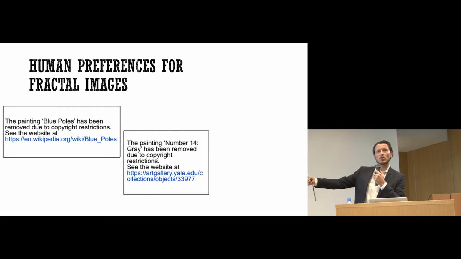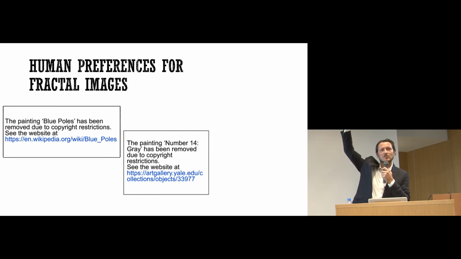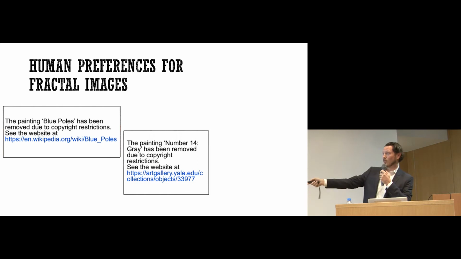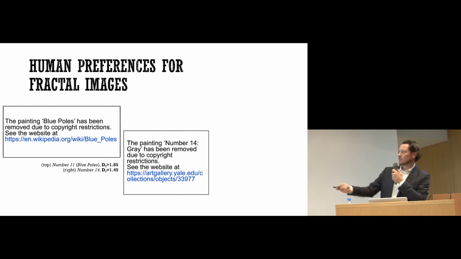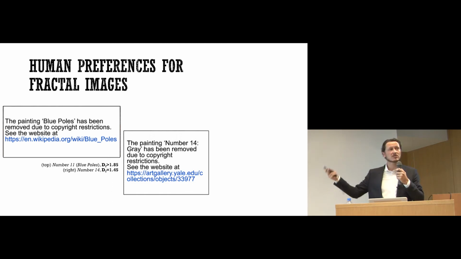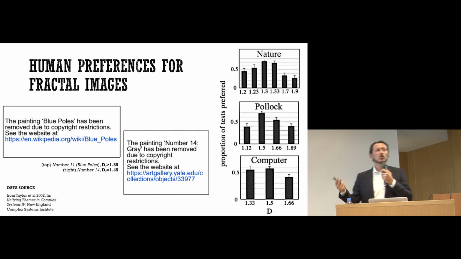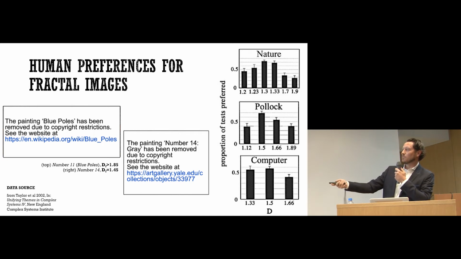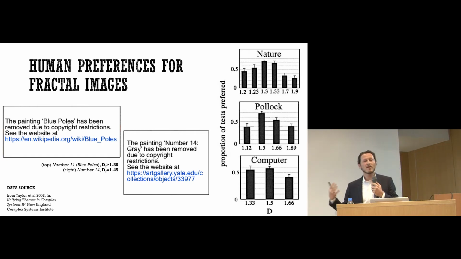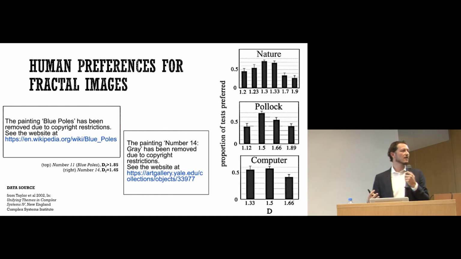Who likes this one, Blue Poles? Can I see your hands? Hands for Blue Poles? Hands for Number 14. One more time, Blue Poles. Okay, so almost nobody likes Blue Poles. The fractal dimension of Blue Poles is 1.85, okay? It's outside of the human range. But Number 14 is right there. And so if you are a human, you probably like Number 14 better than Blue Poles. So we have a preference for some level of complexity. It's across cultures as well, okay? It's not just Japan or just America or something.